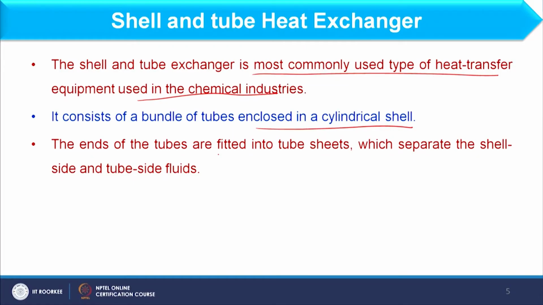So, the ends of the tubes are fitted into the tube sheet, which separates the shell side and tube side fluids. Okay. So, what happens over here is that we have to separate the fluid available in the shell side and the fluid available in the tube side, and that separation is done through the tube sheet. Okay. Tube sheet has two purposes. First, it holds the tubes inside. So, it basically holds the tubes from two ends, fine.